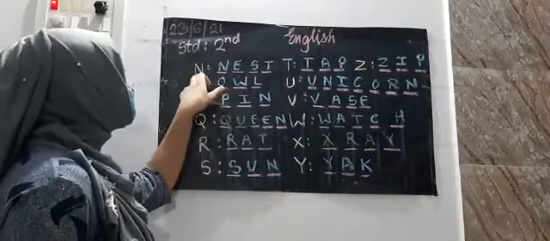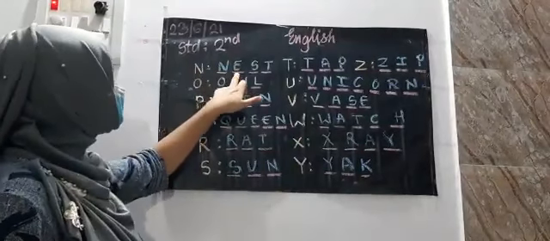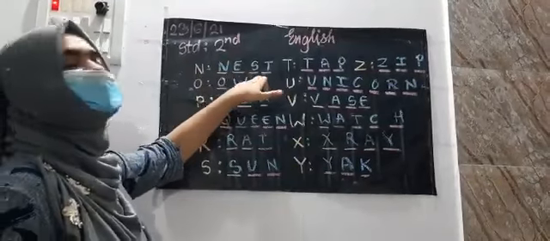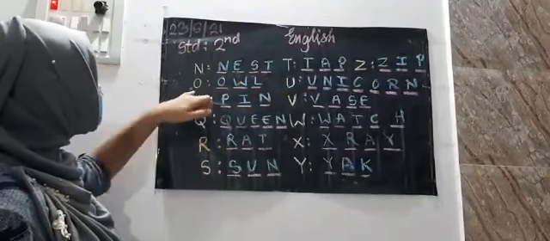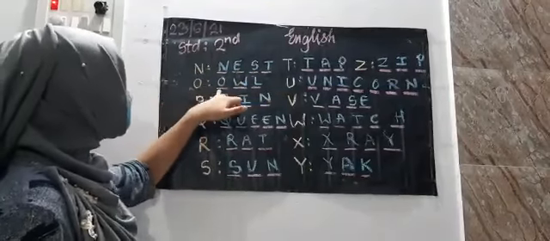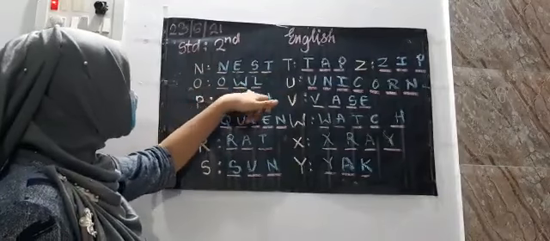N for what? Nest. N-E-S-T. Nest. After N which alphabet? O. O for owl. O-W-L.